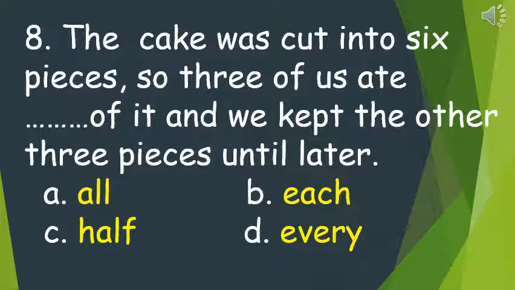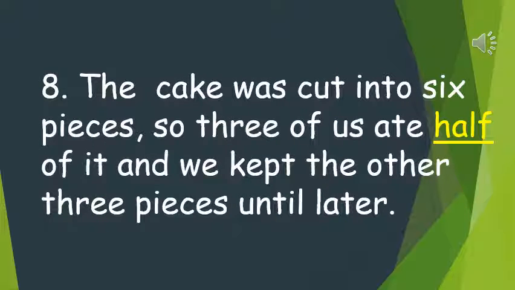The cake was cut into 6 pieces. الكيكة اتقطعت ل6 أجزاء. So 3 of us ate space of it and we kept the other 3 pieces until later. The choices are all, each, half, every. The cake was cut into 6 pieces, so 3 of us ate half of it.